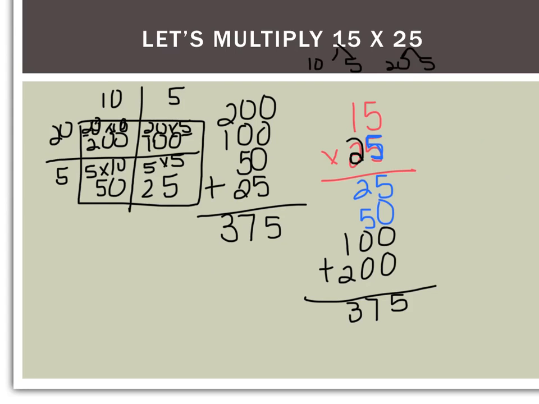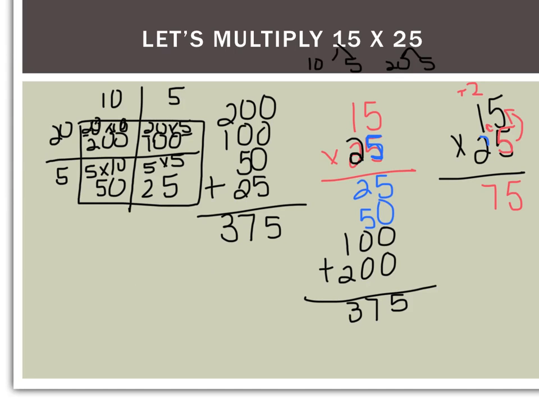Our final method to solve this problem was to use the traditional algorithm with regrouping, 15 times 25. To use this method, I would still start with my 5 ones. 5 times 5 is 25, only this time I regroup my 2. 5 times 1 is 5, plus 2 is 7.